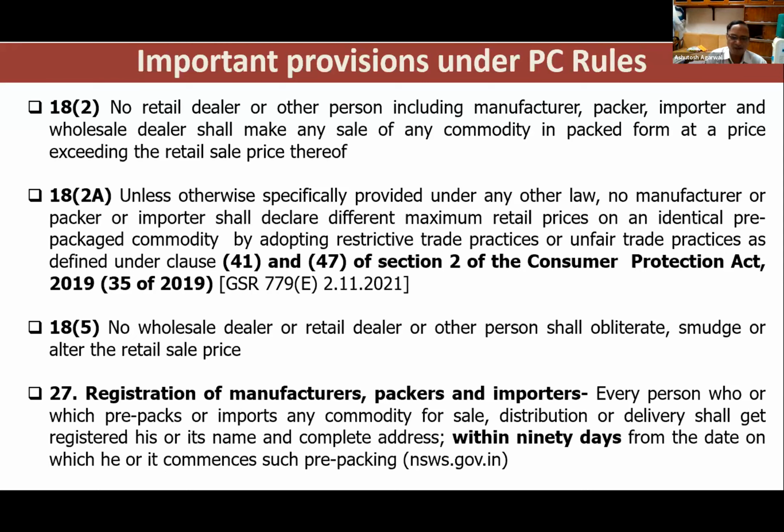At the central level, we have made a portal, NSWS. We have a central portal at the central level, which is nsws.gov.in, and anybody who wants to register themselves under Rule 27 as a manufacturer, packer, or importer can apply on this portal NSWS under the Consumer Affairs Department for registration of prepackaged commodity.